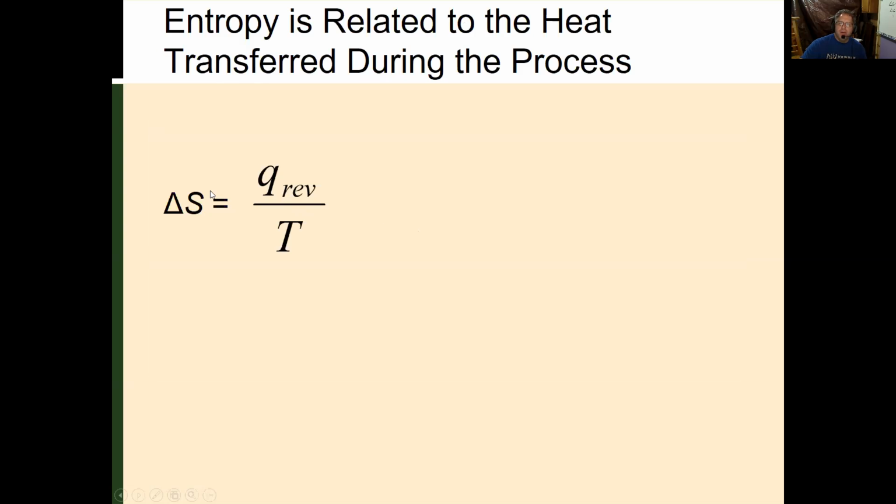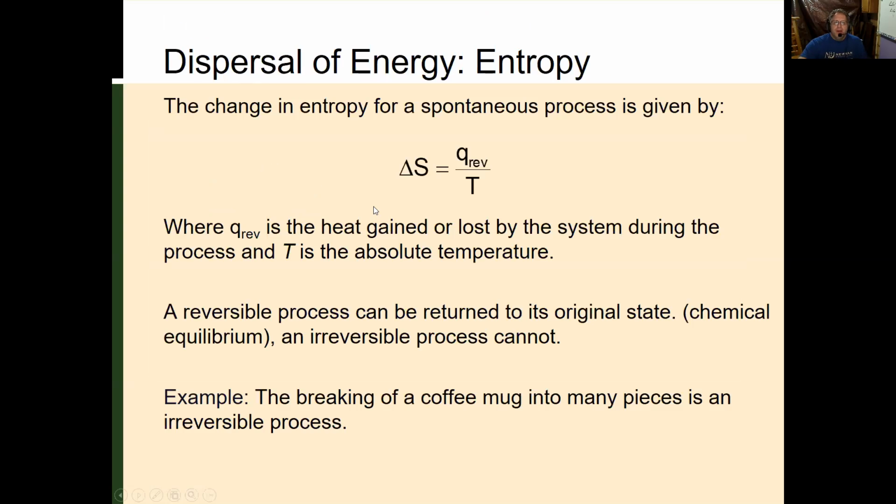Okay, now one of the calculations we can do is Q reversible over T. Now I really don't like using Q reversible because it's not really something that we're ever going to be able to attain, but theoretically we're going to talk about it a little bit. So the change in entropy is given by Q reversible over T, where Q reversible is the heat gained or lost by the system during the process, and T is the absolute temperature.